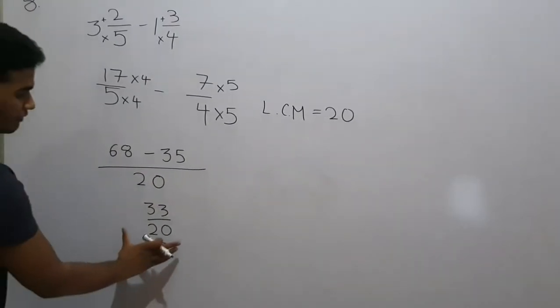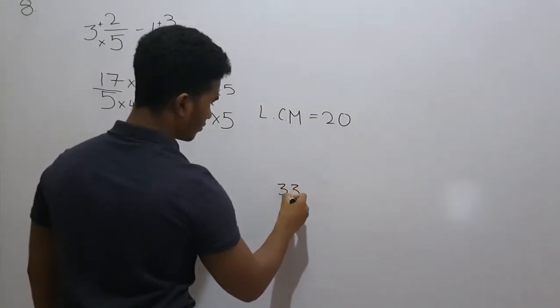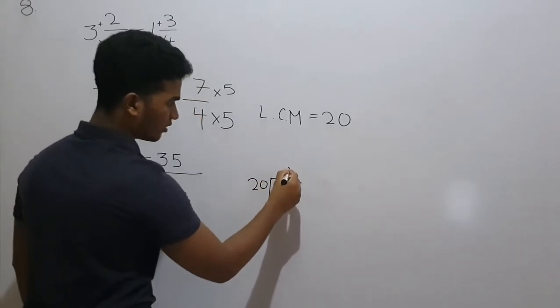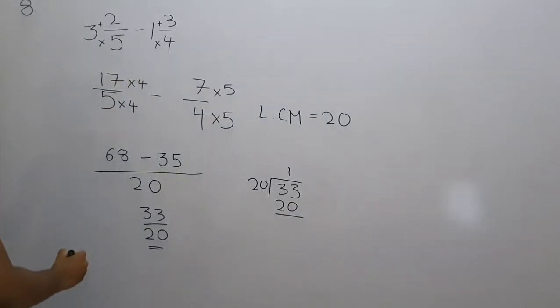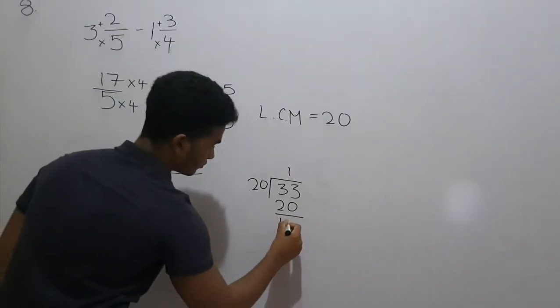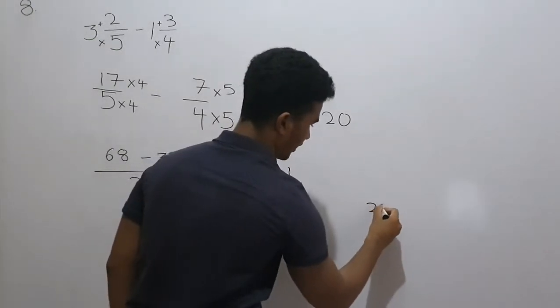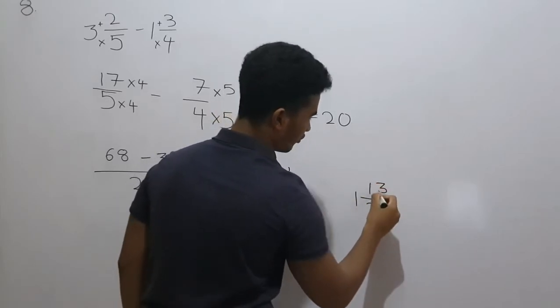But if you need to leave this answer in this form, you should divide 33 by 20, and you will be getting 1 into 20. So the subtraction is 13. So you can write it in this form as 20 in the denominator into 1 plus 30. This is your final answer.